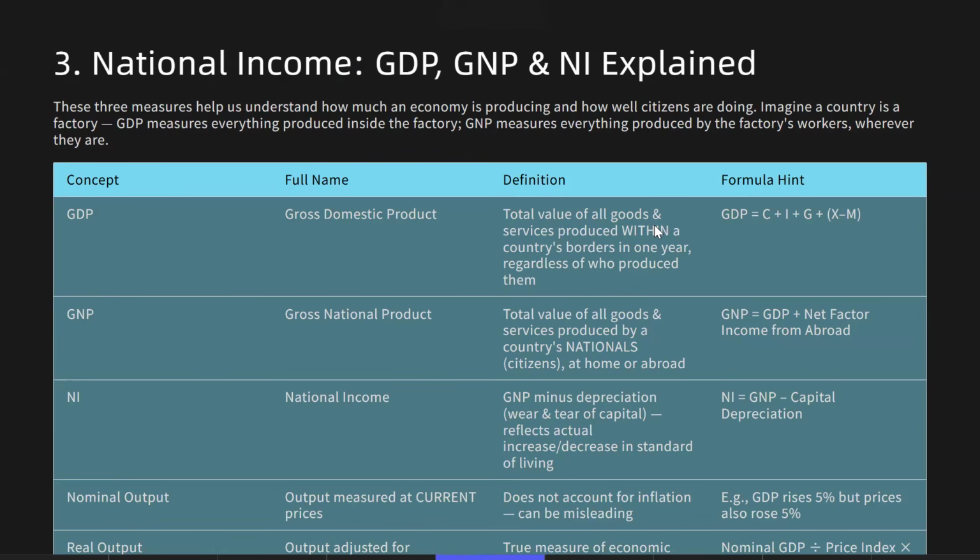GDP is the total value of goods and services produced within a country's borders. It didn't say total value of goods and services produced by a particular country within the borders. It doesn't matter who produced it. Once it was produced within the borders of the country, it is part of the GDP. Domestic means home. So inside of the home, inside of the country.